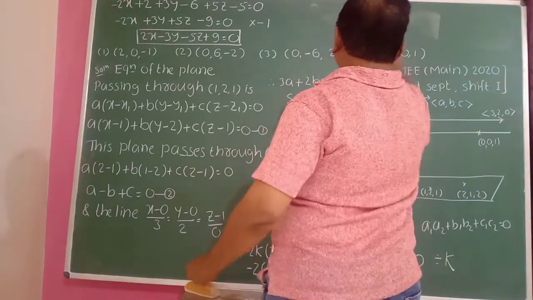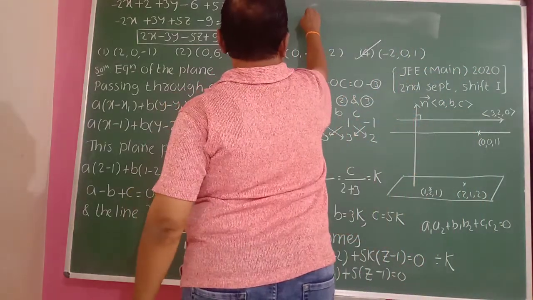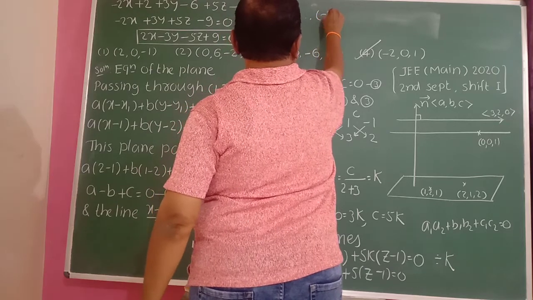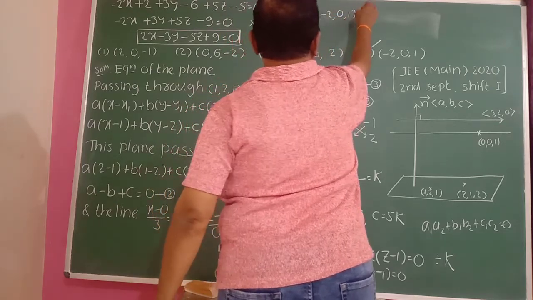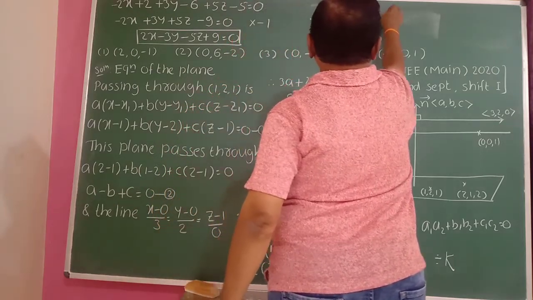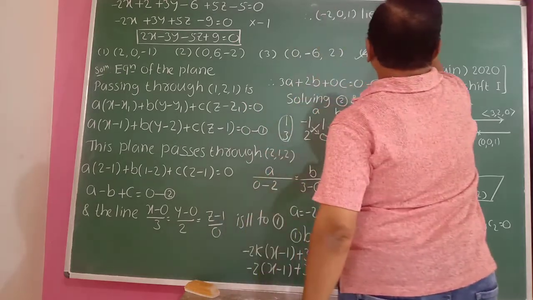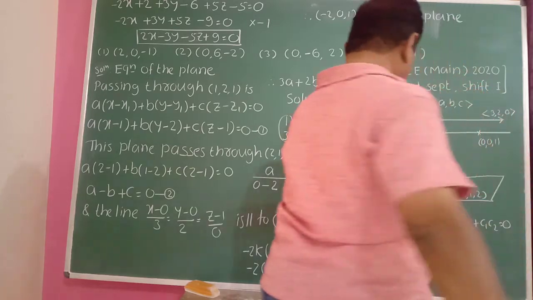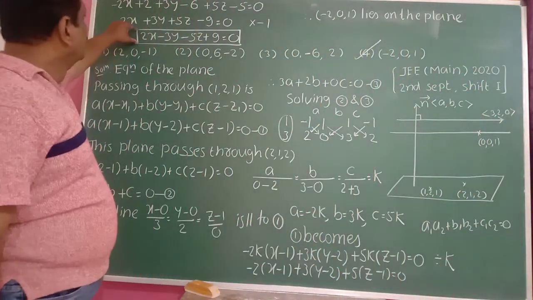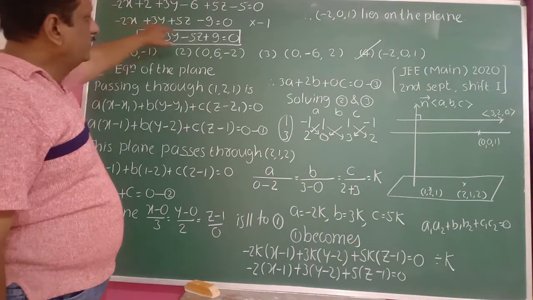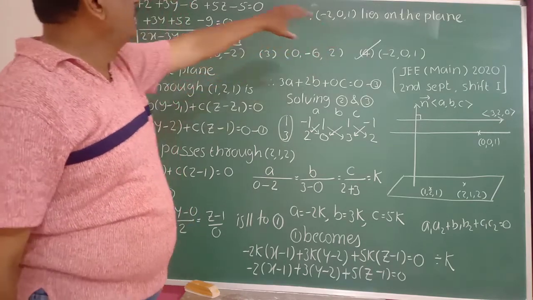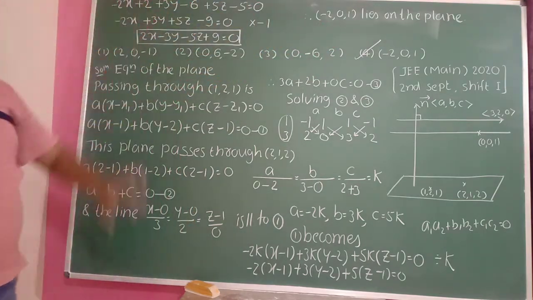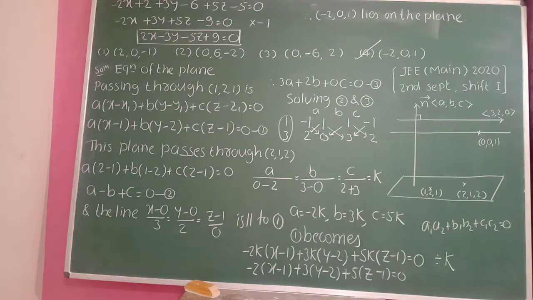Okay, therefore minus 2, 0, 1 lies on the plane. Okay, equation of this plane is this here. In this plane this point minus 2, 0, 1 lies here. Okay, fourth option is correct.